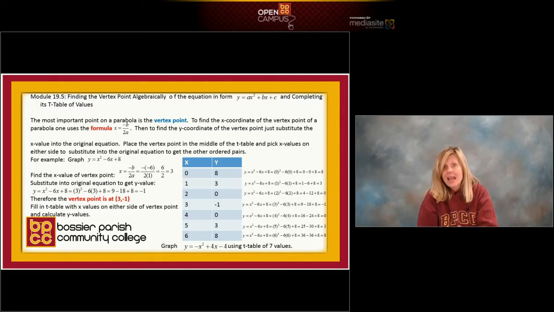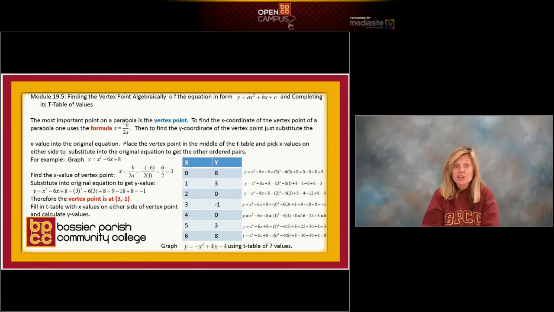So now you know the x value of your vertex point, which means when I make my t-table, x is 3 is going to go in the middle of the t-table, because that value is going to separate the left side from the right side. Now to get the y value, I do what I normally would do. If I know x, to get y, I substitute it into my original equation. My original equation is y equals x squared minus 6x plus 8. So now everywhere there's an x, I'm going to substitute in 3. So I'm going to have y equals 3 squared minus 6 times 3 plus 8.